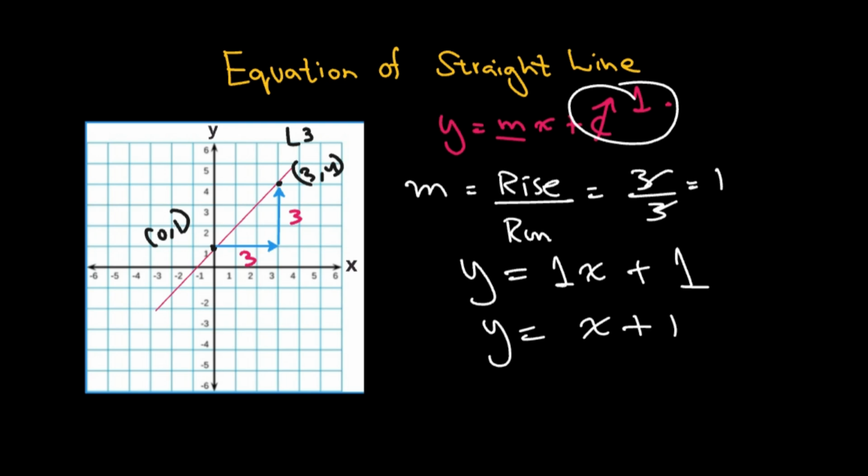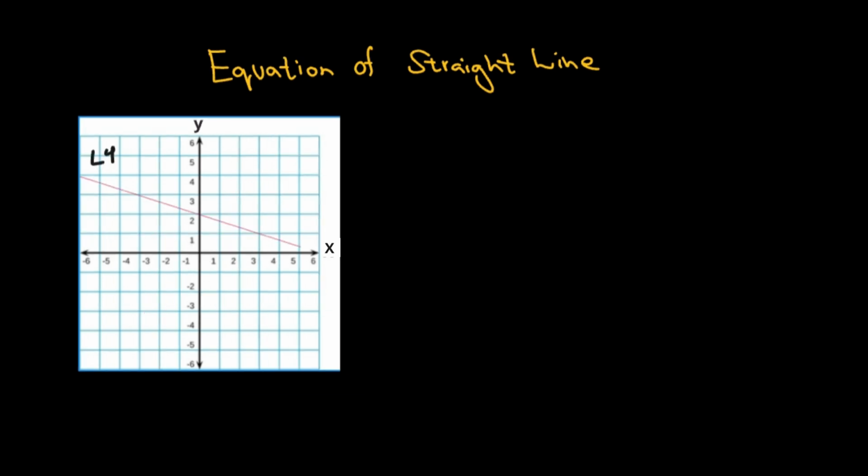And you can rewrite it as y equals x plus 1. Now find the equation of the line L4. So the equation will be in the form y equals mx plus c, where c equals 2. So the equation becomes y equals mx plus 2. Now we need to find out the gradient of the line L4.